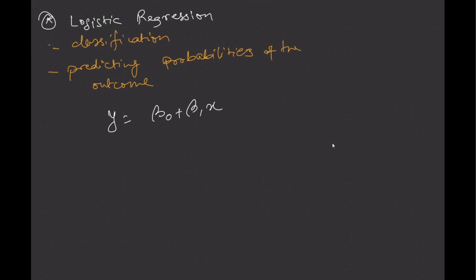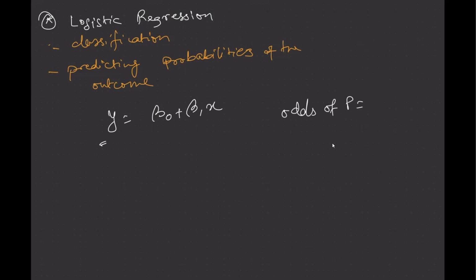So beta naught is the coefficient, or basically the intercept, and beta 1 is the slope. But we want to predict the probability, right? So let's say P is the probability of that outcome. But we don't want to predict the probability, because here it might exceed 1, or it might go below 0. So we don't want to use the probability. What we'll do is we'll use the odds of P.